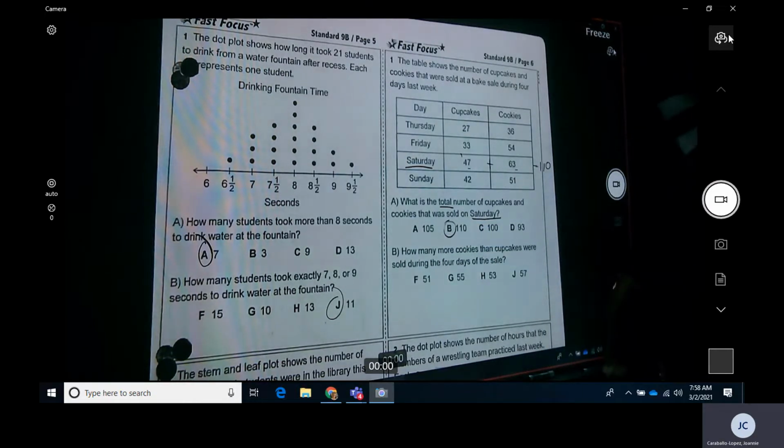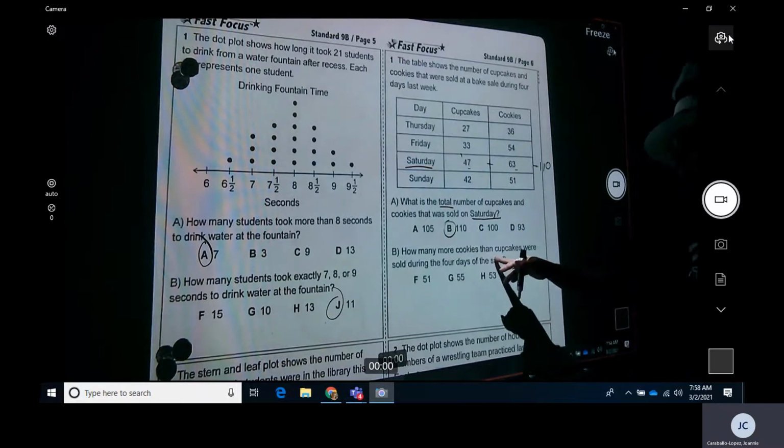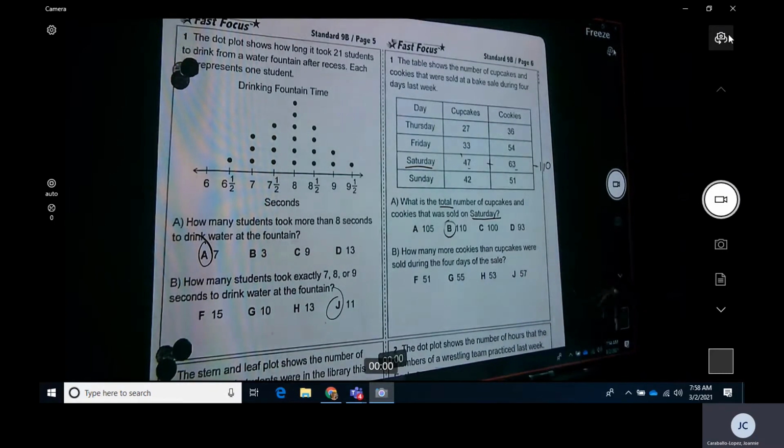¿Alguna pregunta hasta ahora? Does anyone have any questions so far? Any questions? Okay, let's move on. How many more cookies than cupcakes were sold during the 4 days of the sale? So how many steps is this problem? Yes, 2, right? So what do I have to do?